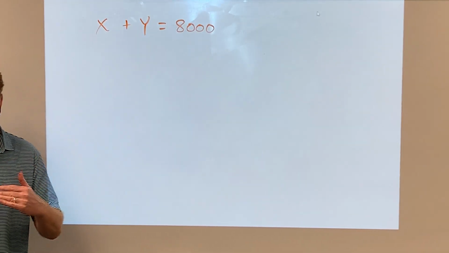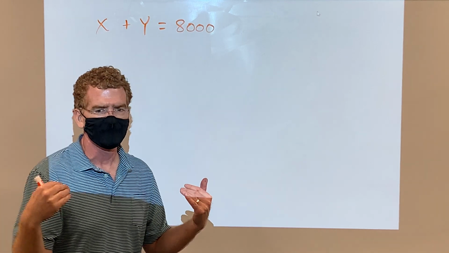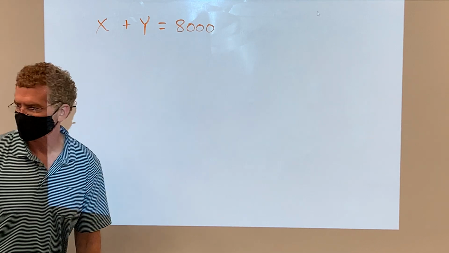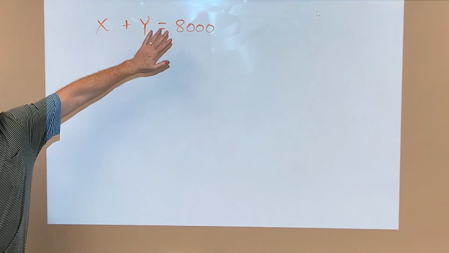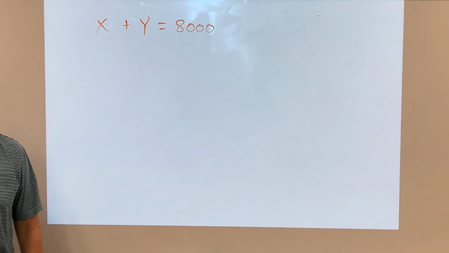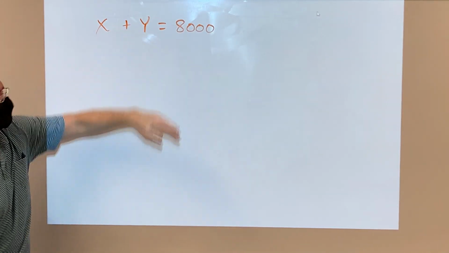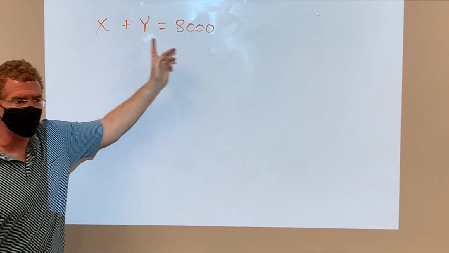But I'm trying to get you away from that, because what are we studying in this section? Systems. And a system is 2 different equations. I'm saying do this. Anyway, I got X plus Y is 8,000.